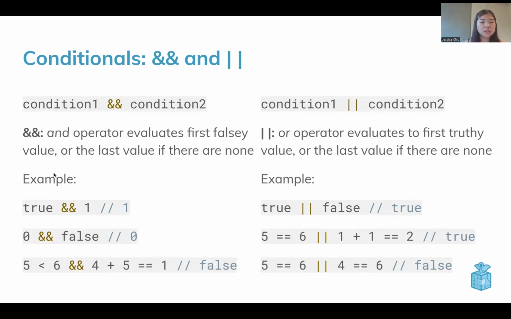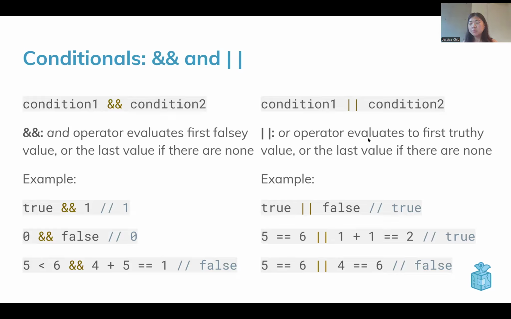Okay, so you can see here if we do true and one, true is a true value, one is a true value. There were no false values, which means that it evaluates to the last value, which is one. In this case, both zero and false are false values, but this expression evaluates to zero because it finds the first false value. Okay? Or is the opposite.